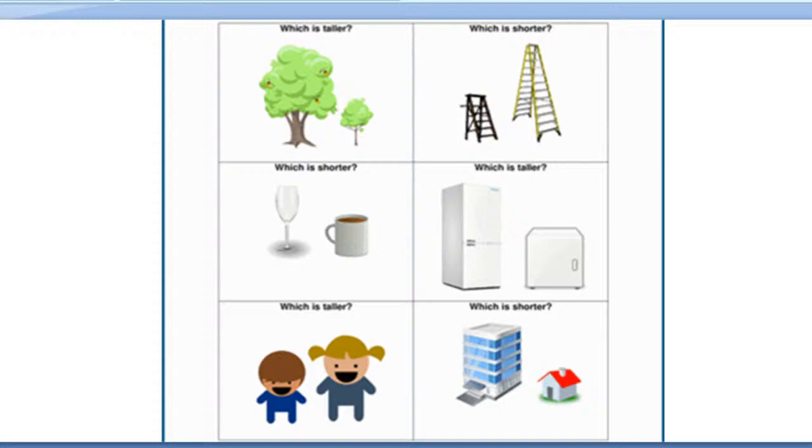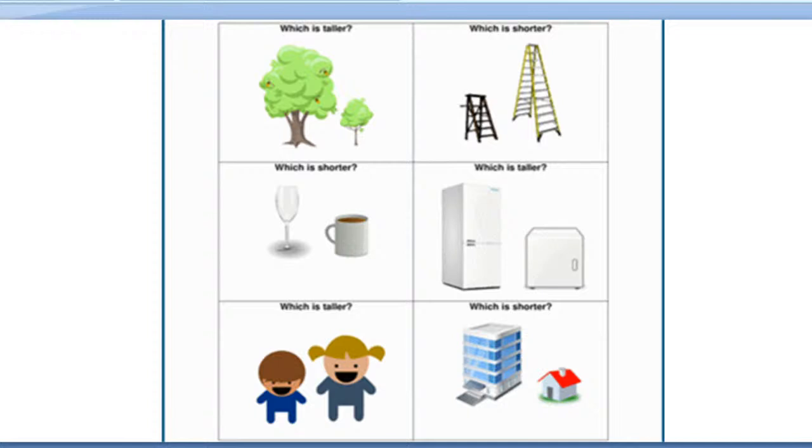And now tell me the last picture, which is the shorter one. Either a house or a building. House is shorter. Okay. You can call it a hut or a house. So the house is the shorter one and building is taller than house. Okay. So the house is shorter. Good.